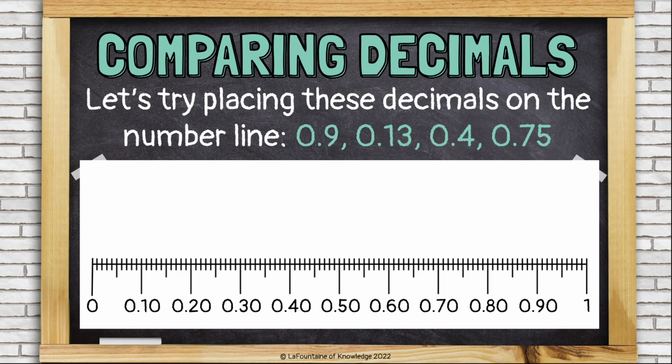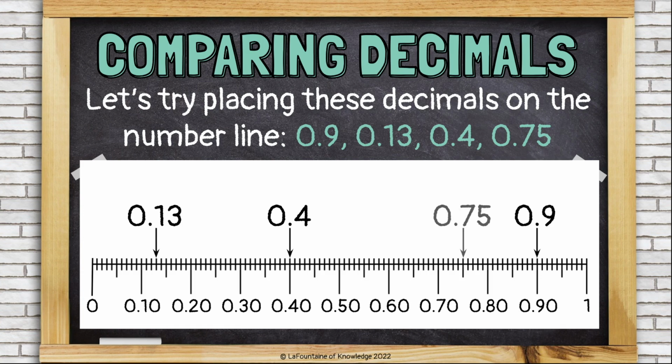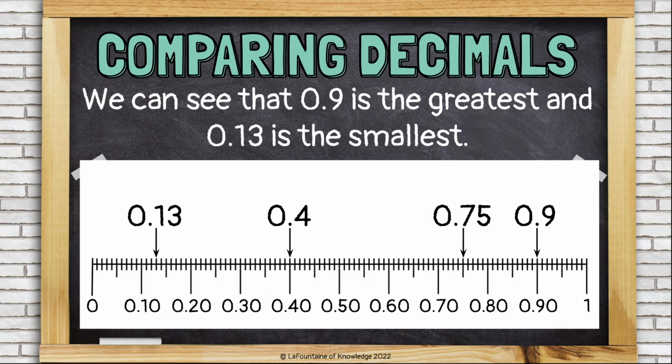Let's try placing these decimals on the number line. 9/10. Well, that's the same as 90 hundredths, so that goes right there. 13 hundredths. I could count over 13 of these little tiny hundredths marks, but it's easier to jump to 10 and then go 3 more. There it is, 13 hundredths. 4/10 is 40 hundredths. And 75 hundredths, let's start at 70, and then 5 more puts me at that medium-sized line there, 75 hundredths. We can see that 9/10 is the greatest, and 13 hundredths is the smallest of all these numbers.